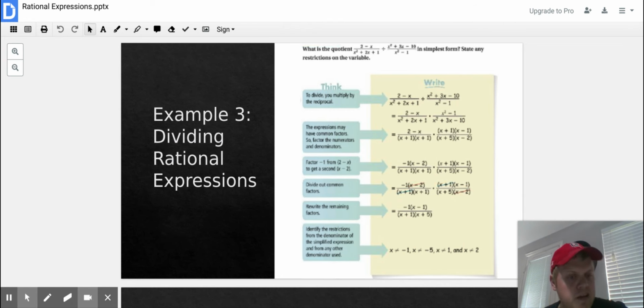Whatever was canceled out, that's what we set equal to 0. So I'm going to set that x minus 2 and that x plus 1 equal to 0. Solve for x. Those are going to be my restrictions. So my restrictions in this equation are going to end up being that x cannot equal negative 2 and x cannot equal negative 1. So those are my two restrictions.